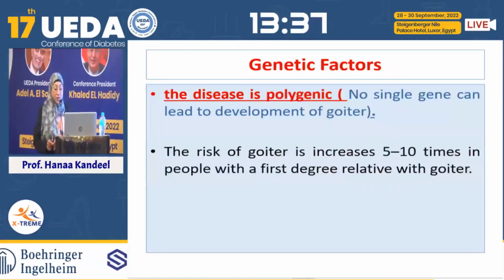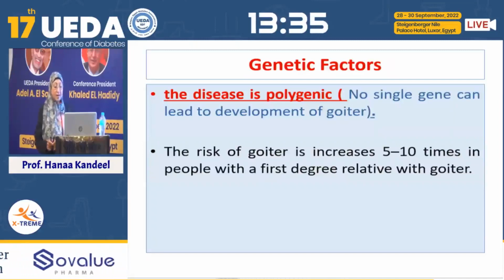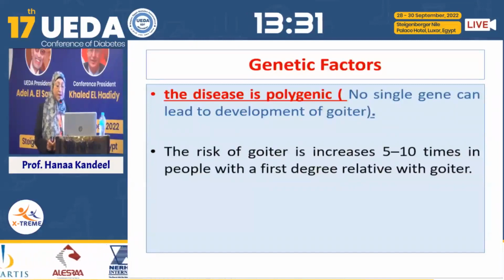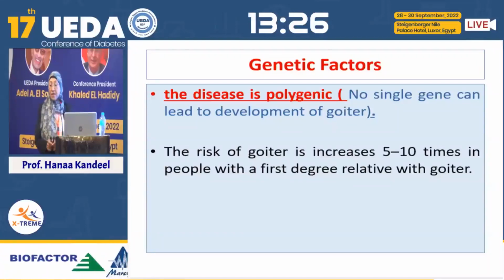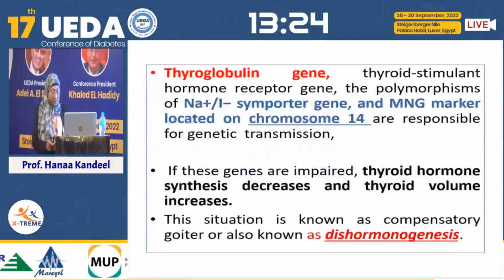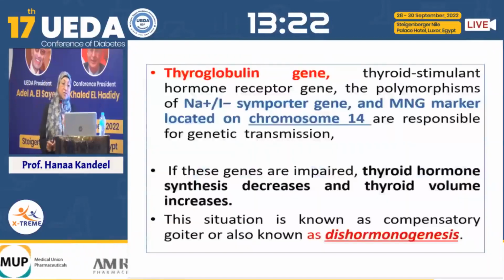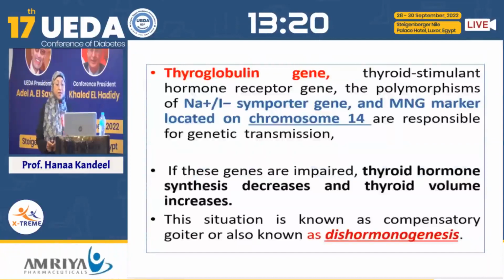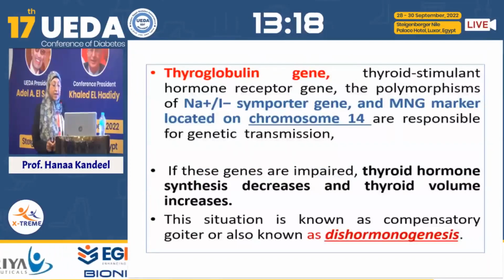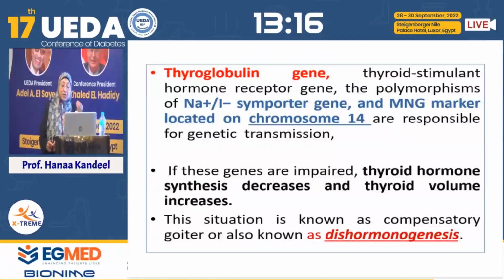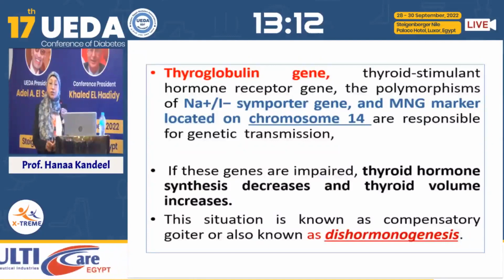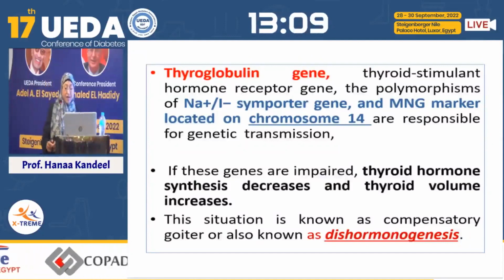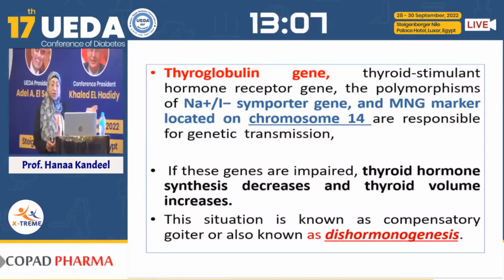Regarding the genetic factor, there is no single gene that leads to this problem. And if there is a family history, the risk of thyroid disease increases 5 to 10 times more than in the absence of family history. What about the thyroglobulin gene? It is a gene present on chromosome 14, and it is responsible for transmission through the family. And this gene is responsible for thyroid hormone synthesis.